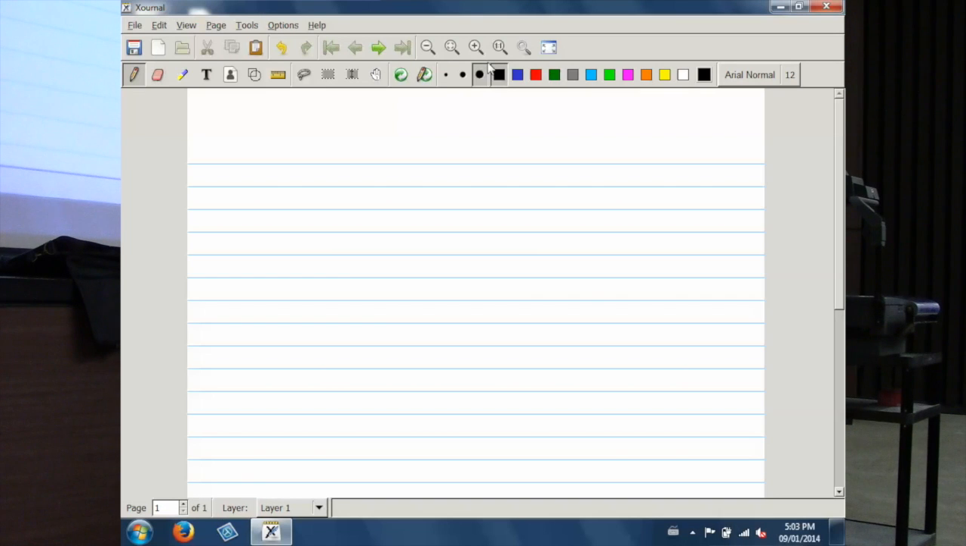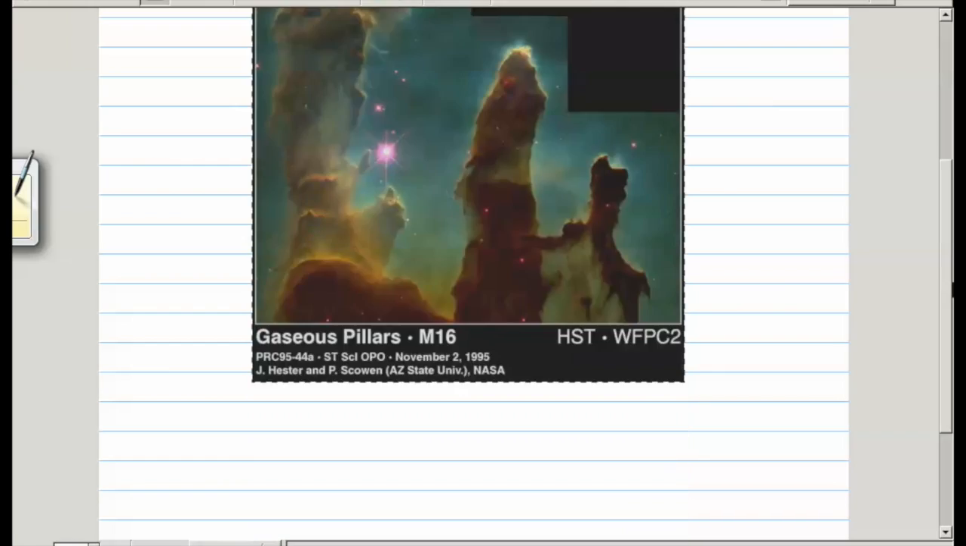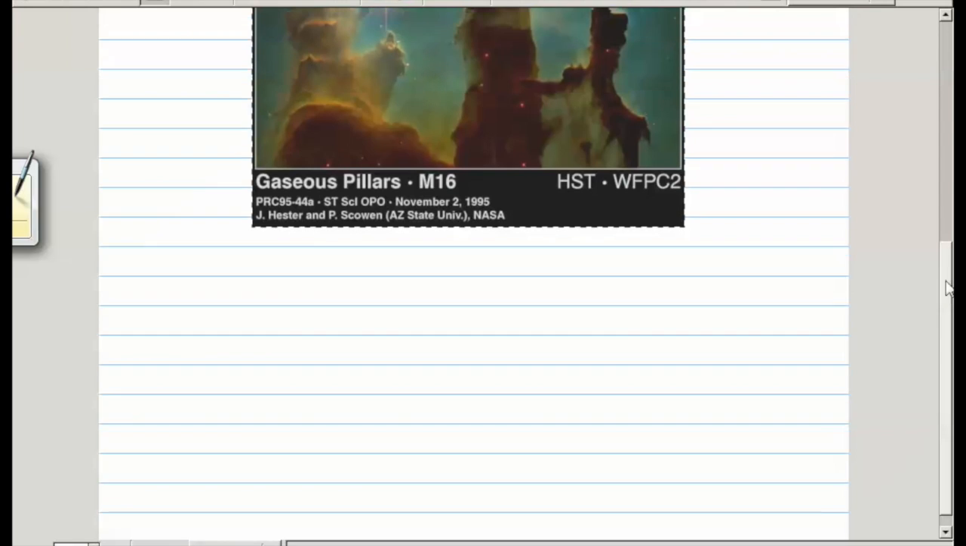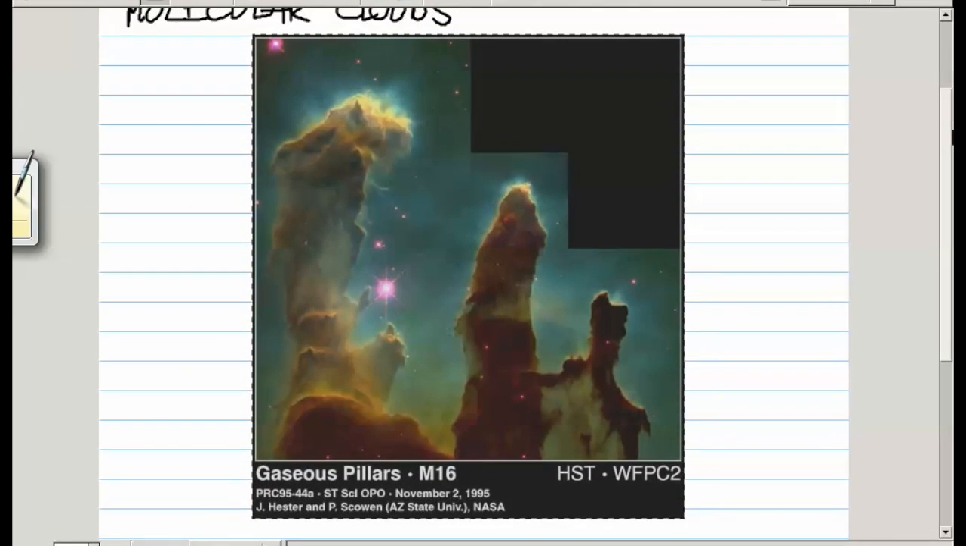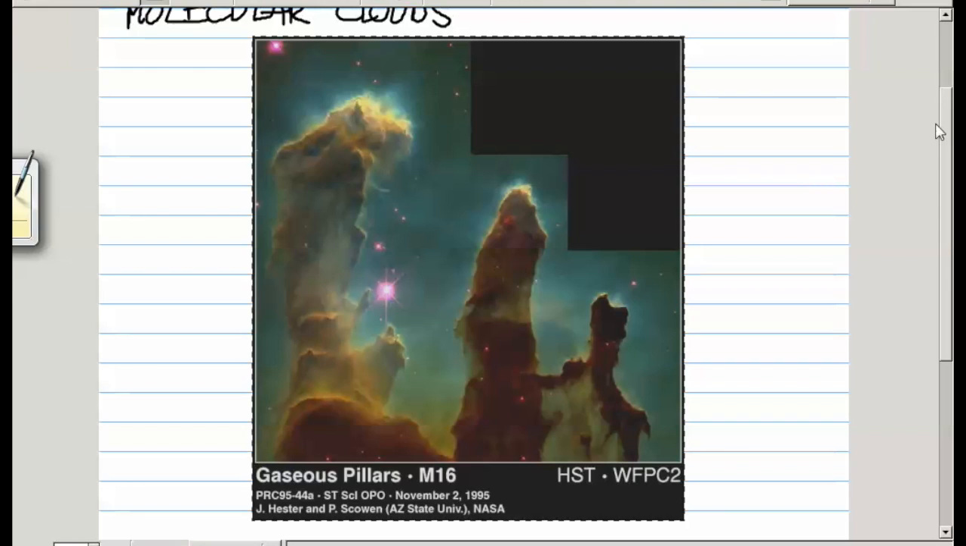It turns out that the stars are formed in so-called giant molecular clouds. And this is a famous Hubble Space Telescope photograph of an example of part of a giant molecular cloud. What is shown here are these so-called pillars of creation. These are columns that are protruding out of one huge giant molecular cloud.